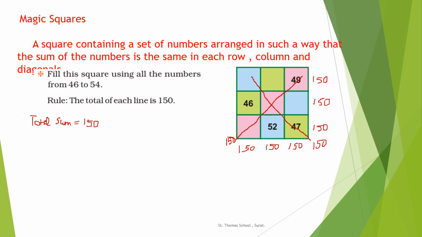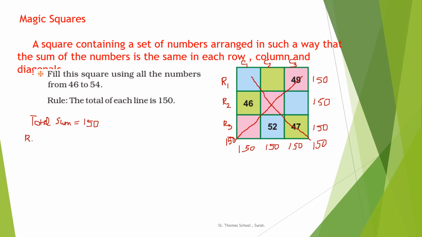First of all, the total sum is equal to 150. Now, let us depict this as row 1, row 2 and row 3, and this as column 1, column 2, column 3. That is, the standing line is your columns and the sleeping line is said to be your rows. Clear with this, everyone?